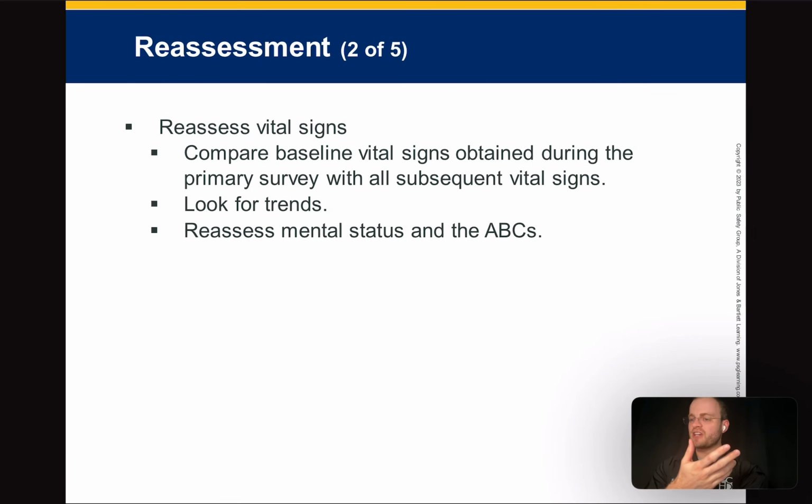So you want to look at vital sign trends. Is their blood pressure or pulse or pulse oximetry or glucose going up, down, staying the same? And you use those to look for trends. Are they getting better, worse, or about the same? And you're going to reassess the mental status. Is it getting better with your interventions? Are they getting worse? Of course, we're looking for trends.